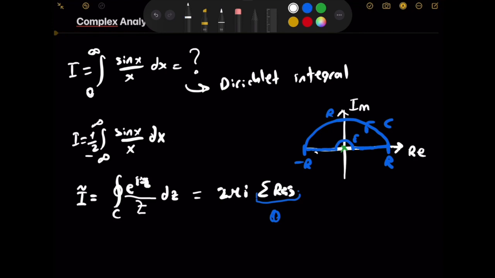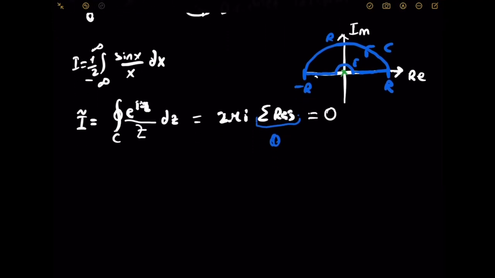Which means that the integral I tilde is equal to 0. This obviously doesn't mean that the Dirichlet integral we're trying to find is 0, because they're not the same thing. But this is really powerful because we can relate the two, as we shall do now.